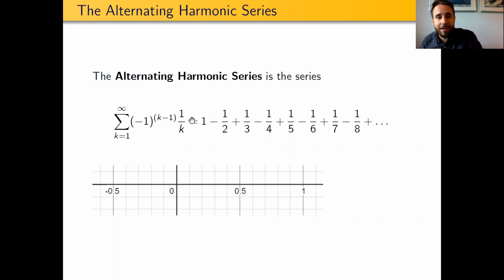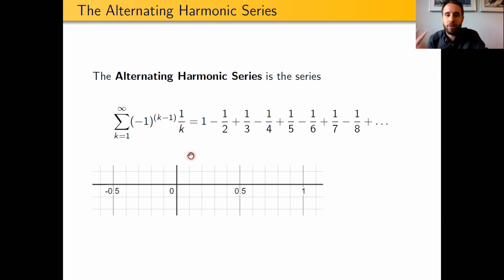So our harmonic series by itself was the series of the form 1 over k. When it comes time to talk about the alternating harmonic series, I have my original harmonic series, that's my 1 over k, but I make it alternating by introducing this negative 1 to the k minus 1. And so this is my alternating harmonic series, 1 minus a half plus a third minus a fourth, and so on and so on.